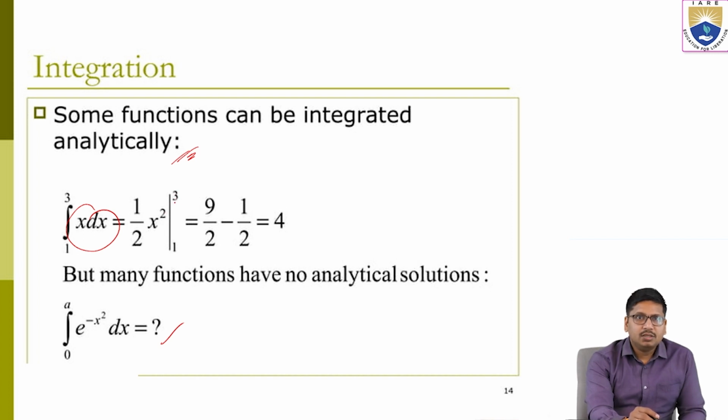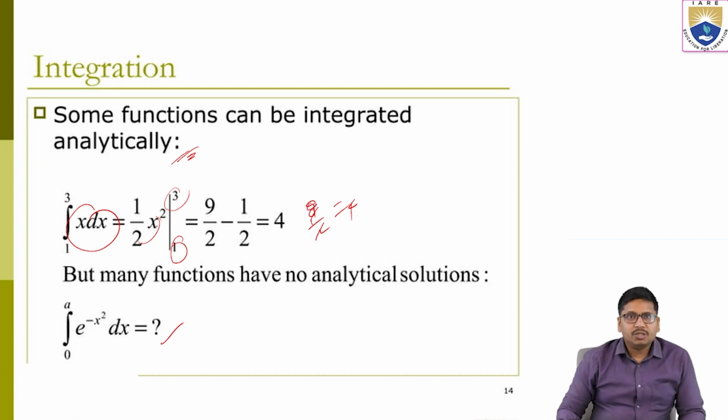So 3 minus, so integration of 3x square by 2 minus 1x square by 2, that should be 9 minus 1 by 2, that should be 4. So 8 by 2, that should be.